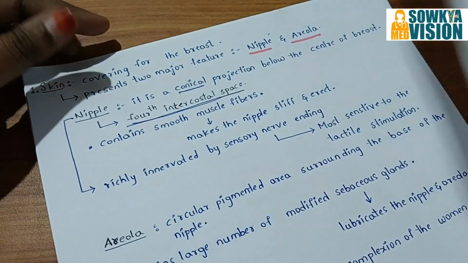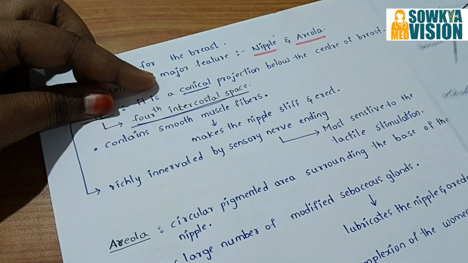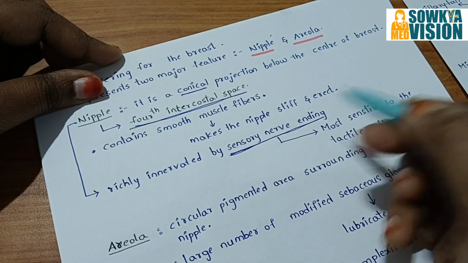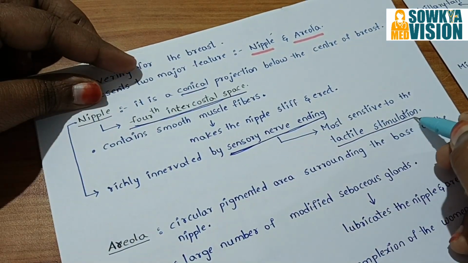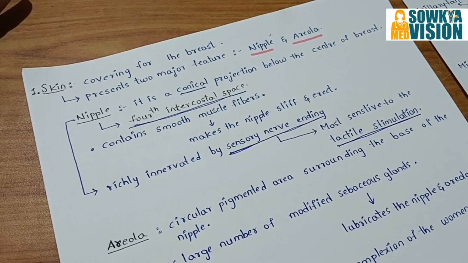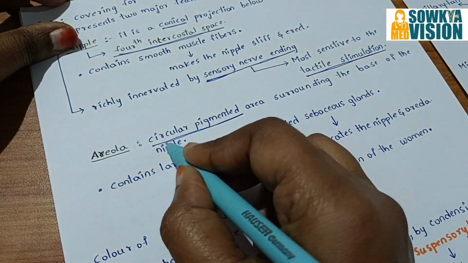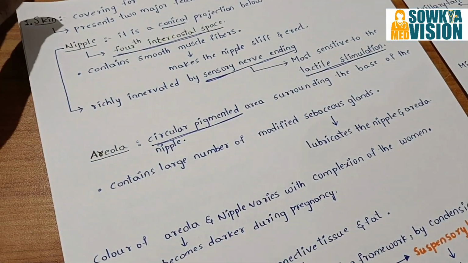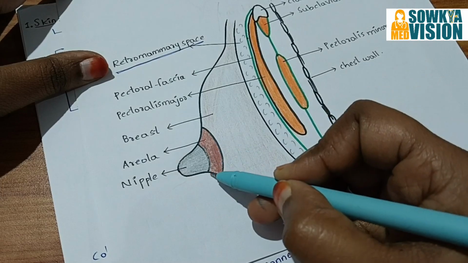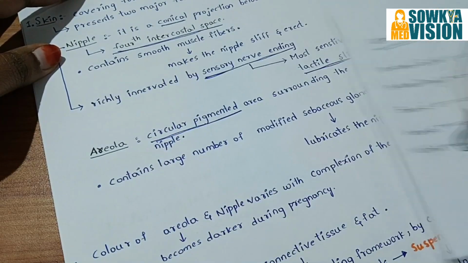This is the nipple, at the fourth intercostal space. It is richly innervated by sensory nerve endings, making it very sensitive to tactile stimulation, and it is erected during sexual arousal. The areola is a circular pigmented area surrounding the base of the nipple. See, this is the areola and this is the base of the nipple.